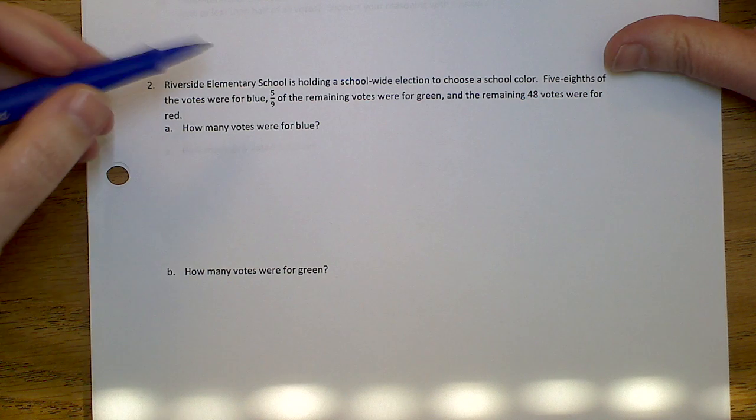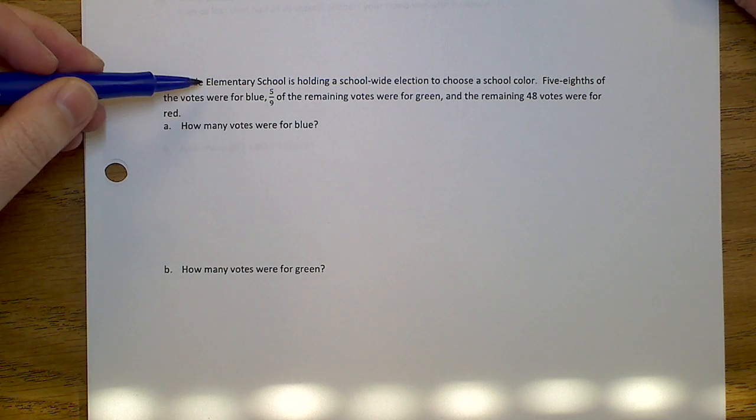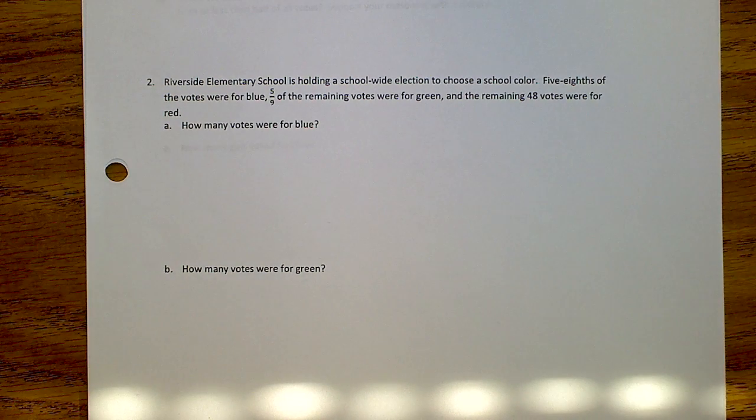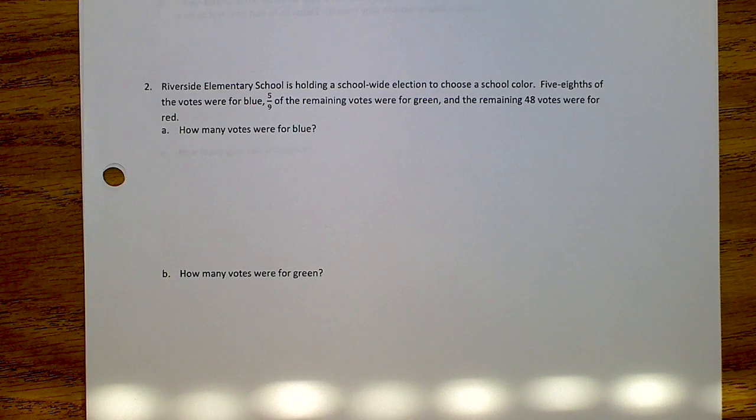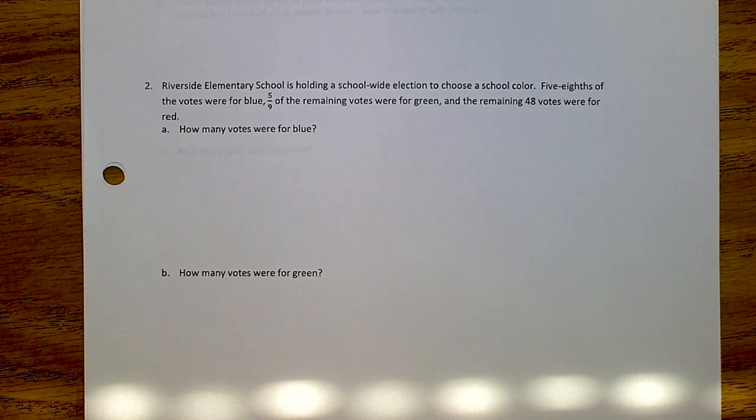Number 2, Lesson 16 homework. Riverside Elementary School is holding a school-wide election to choose a school color. 5/8 of the votes were for blue, 5/9 of the remaining votes were for green, and the remaining 48 votes were for red. So my suggestion on this was to start backwards and go up from there.